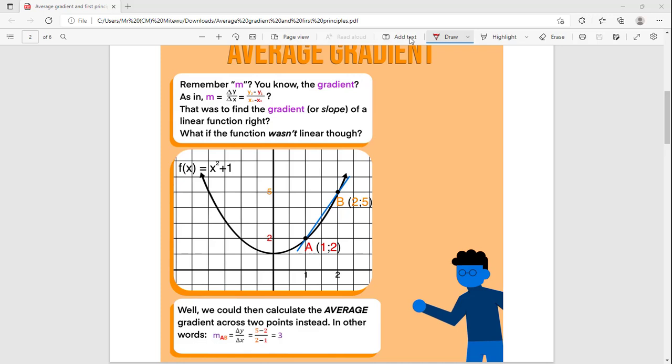Well, then we'd find m of AB, and then we find delta y over delta x. 5 minus 2 over 2 minus 1 is equal to 3, right? So that is how we'd find the average gradient. It's just normally finding the gradient, but now it's average because it's not a straight line anymore. We're dealing with a curve of sorts.